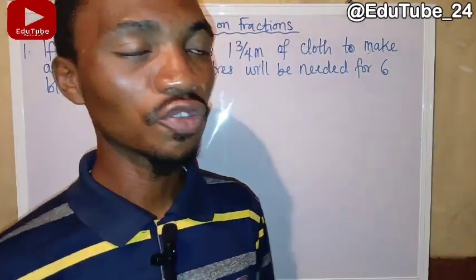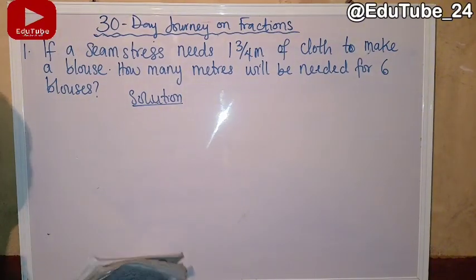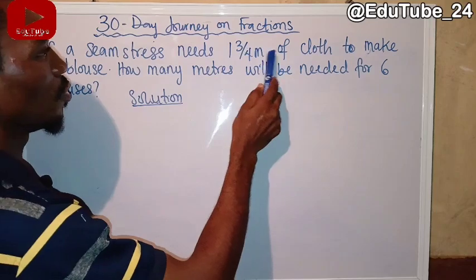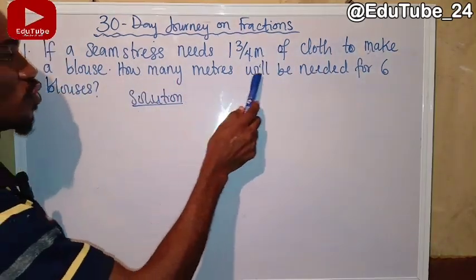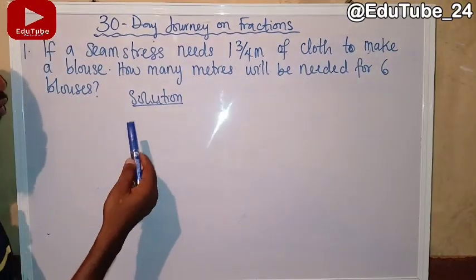Now let's look at the first question for today's episode. The question says, if a seamstress needs 3/4 meter of cloth to make a blouse, how many meters will be needed for 6 blouses? And let me read that question again so that you can think.